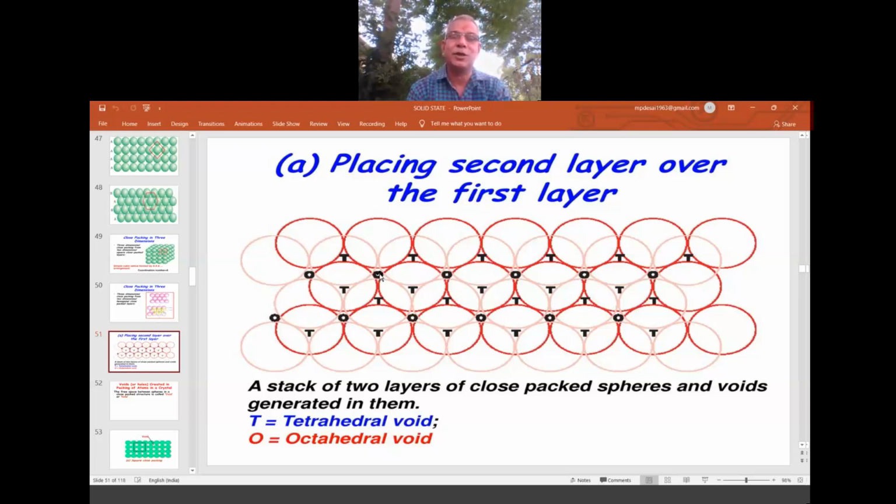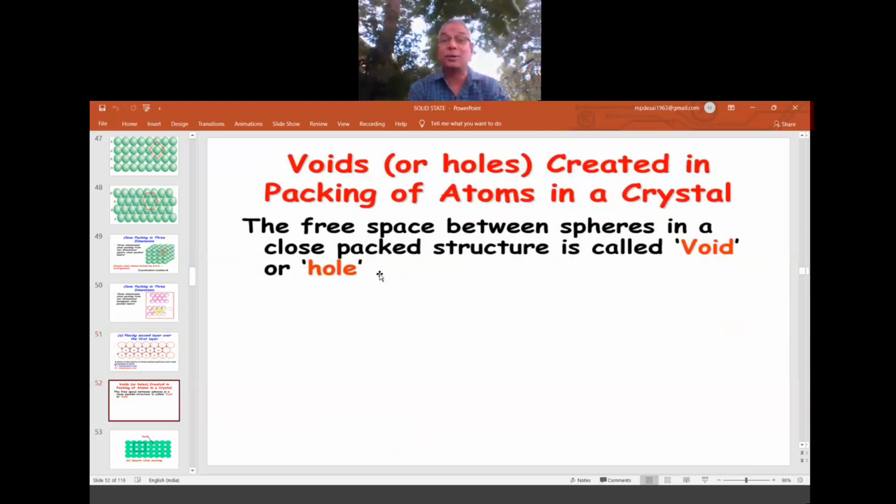But still voids are there. We cannot pack 100% effectively. So that shows it is very difficult to pack 100%. Voids are formed. Now, voids are the holes or the empty spaces. So what is meant by void here? IUPAC has given the meaning here.